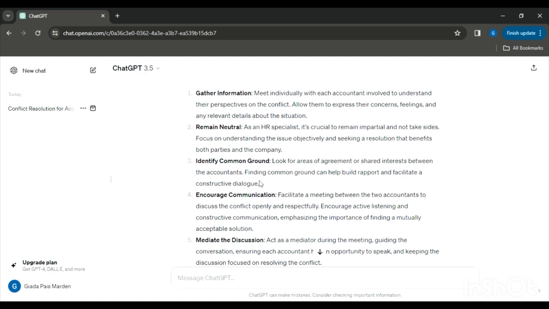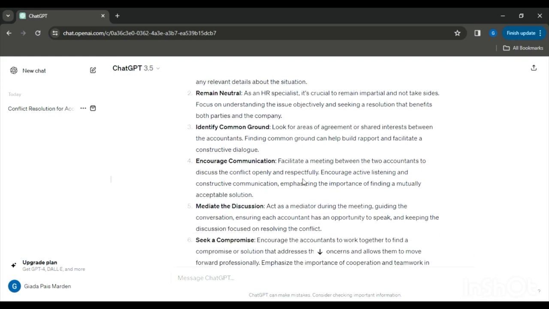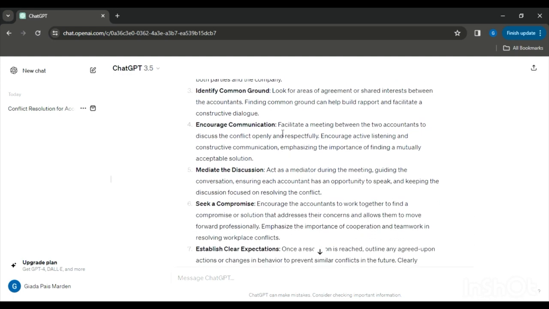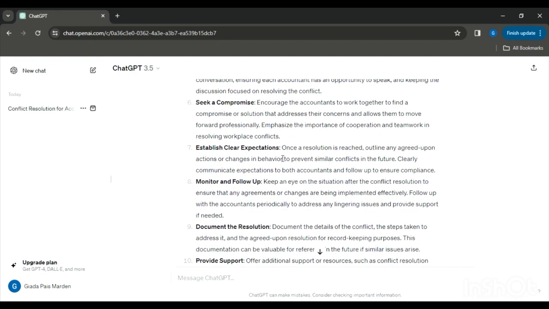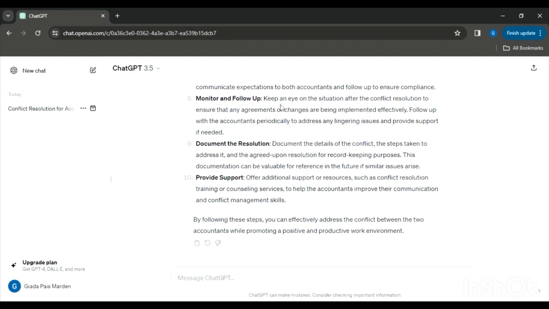And then identify some common ground, right? So look for areas of agreement, of shared interest between the accountants. Finding common ground can help build rapport and facilitate a constructive dialogue. Then it tells you to encourage the communication, so try to make them figure it out on their own, then mediate the discussion, seek a compromise, establish clear expectations, monitor and follow up, and then document the resolution.